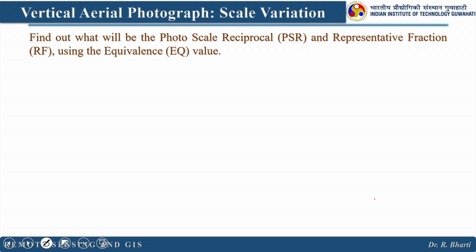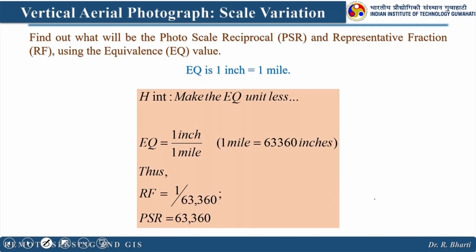Now, the next question is: find the photo scale reciprocal and representative fraction, that is RF, using the equivalence value, where the equivalence is 1 inch equals 1 mile. This is the solution, you can go through it and calculate it, because this is very simple. You just have to relate your basic understanding to the problem. So, you have seen the different scales, and you have also seen the effect of height, topography and change in focal length on the image and how we analyze them.